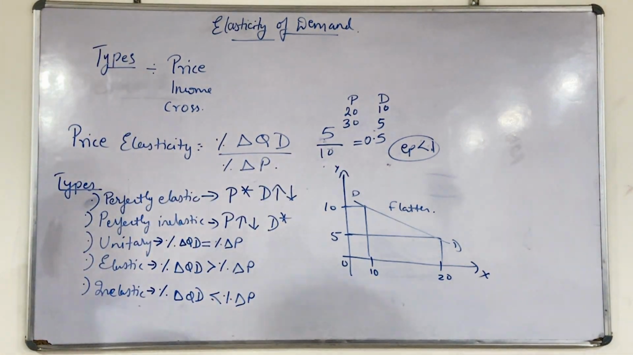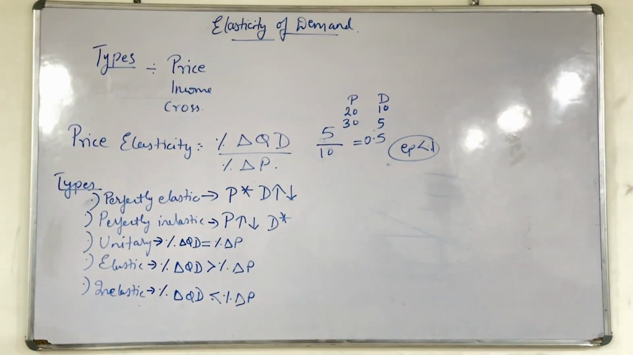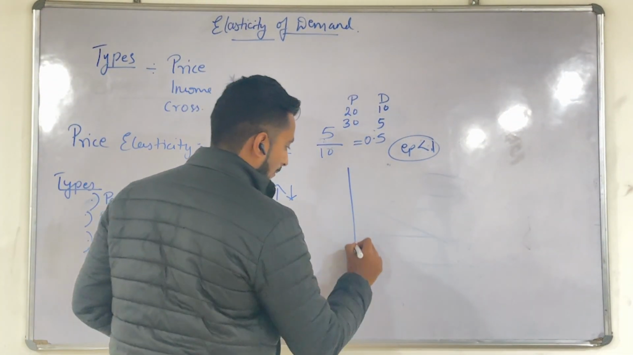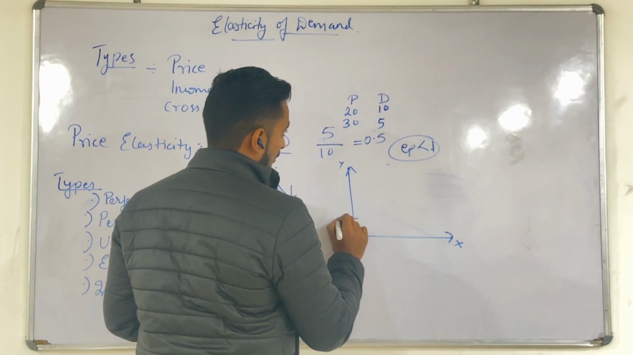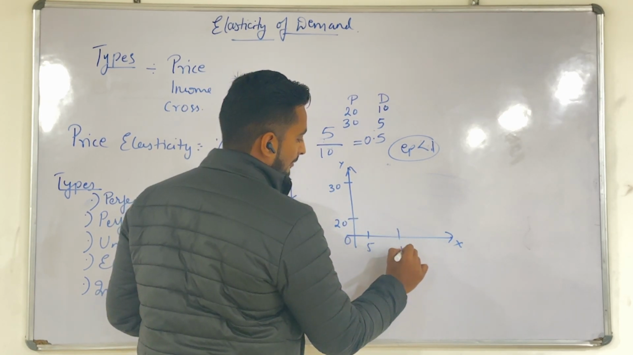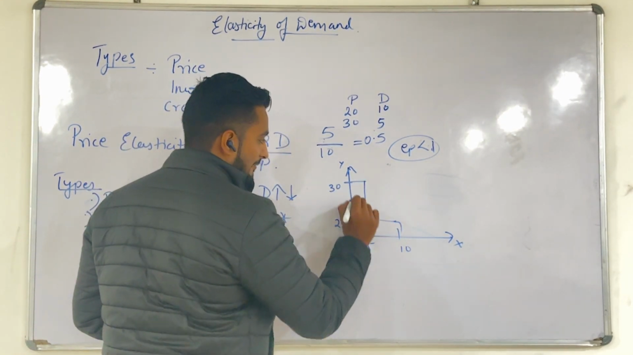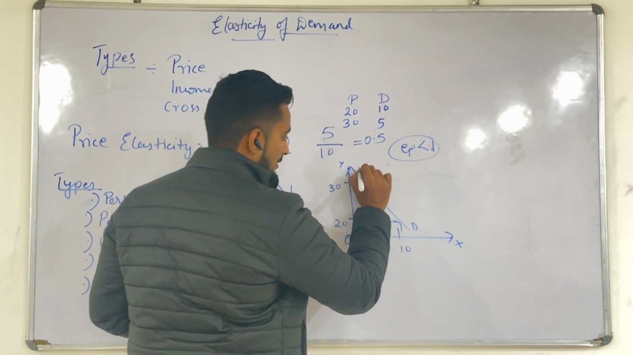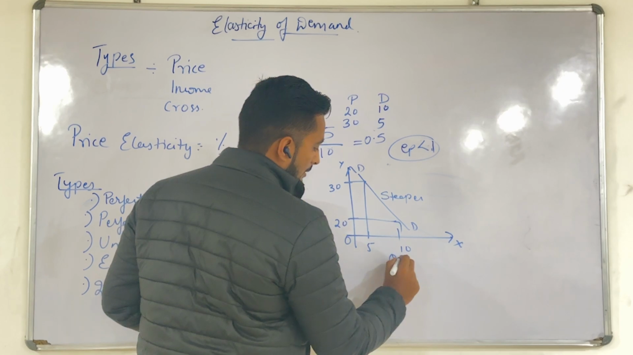Now in this case, the graph will be just opposite of elastic. See, $20, $30, $5, $10. At 20, 10 is demanded and at 30, 5 is demanded. So this will be a demand curve which is steeper. This is the case of steeper.